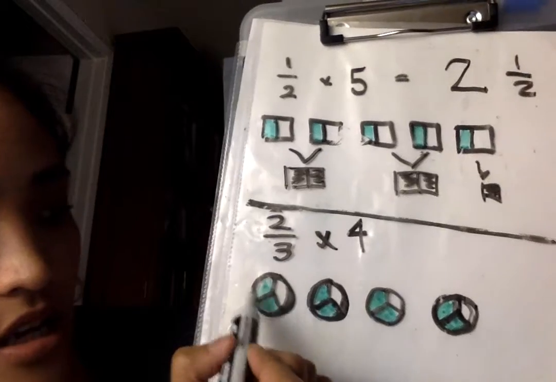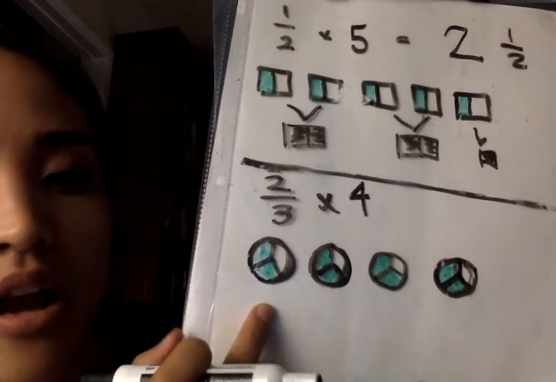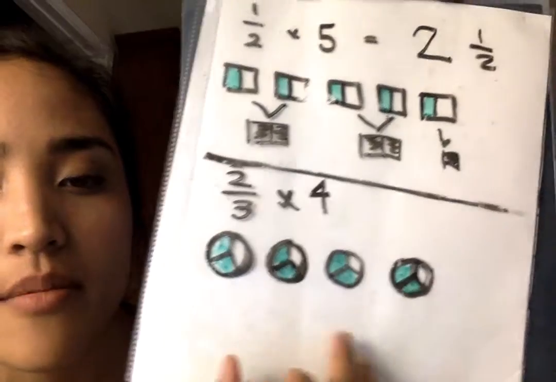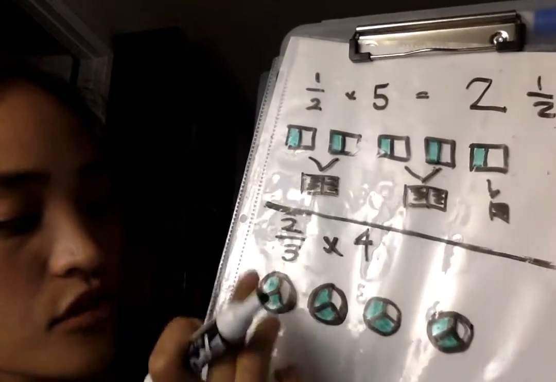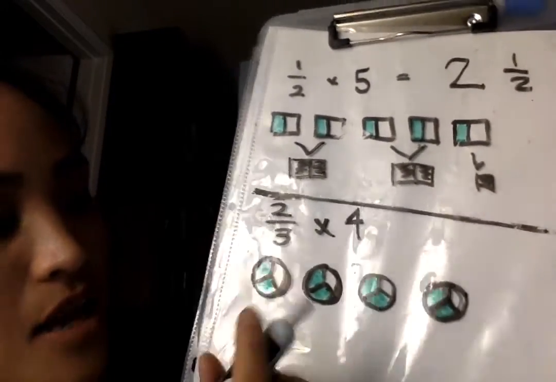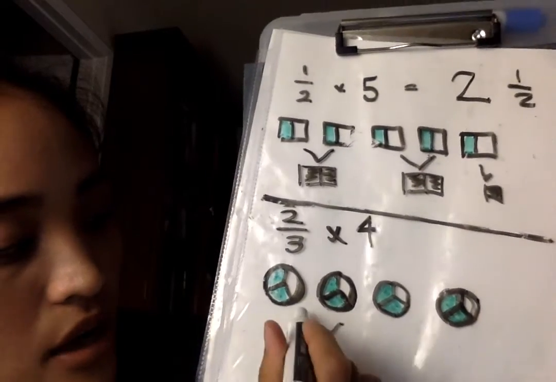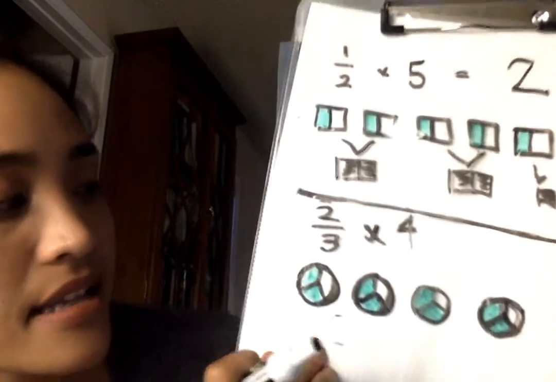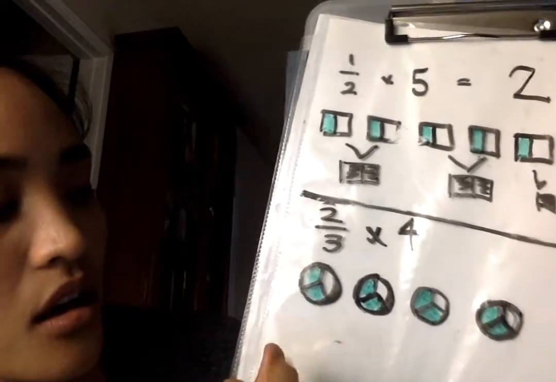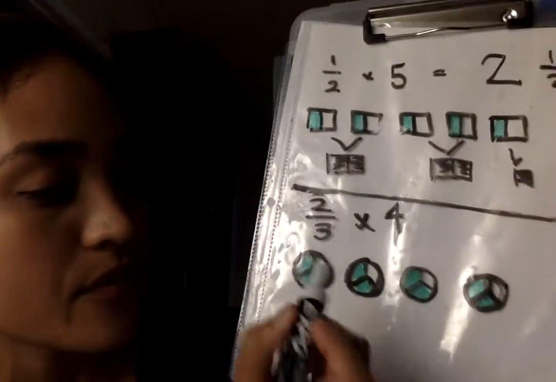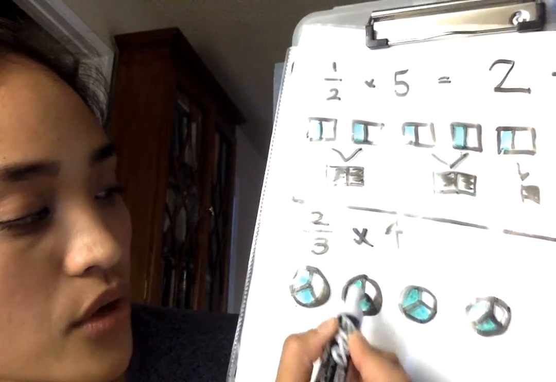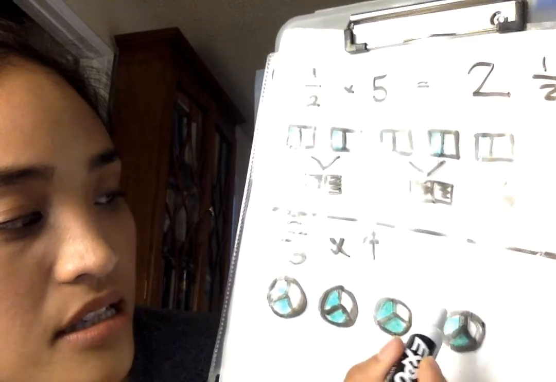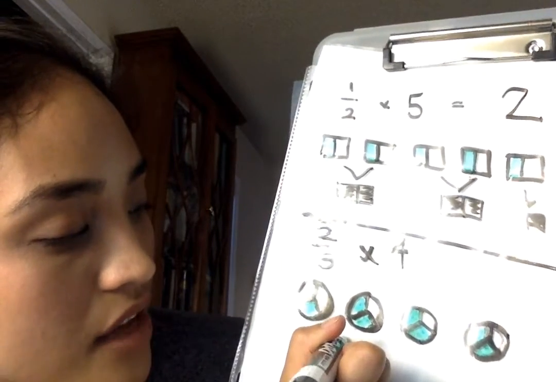Okay, let's go to a more complex problem that I've drawn here for you. This time I have 2/3 times 4. As you can see, I have this circle cut up into 3 equal pieces, with 2/3 of them shaded in. Now I can't combine 2 of them because this isn't a half. Instead, I'm going to count my shaded pieces: 1, 2, 3, 4, 5, 6, 7, 8.